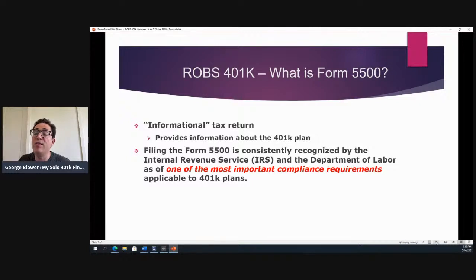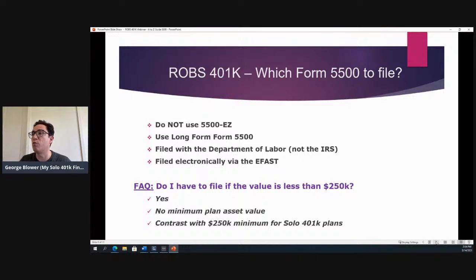So at the end of the day, you'll have an entity that's sponsoring a 401k plan, and that 401k plan needs to be kept in compliance. So one of the most important annual compliance processes is filing the Form 5500. The Form 5500 is an informational tax return. In other words, you're not paying taxes based on the information that's reported. Instead, you're providing information about the 401k plan, and it's filed with the Department of Labor. So consistently filing that 5500 is recognized by the regulators as one of the most important compliance requirements that applies to 401k plans.